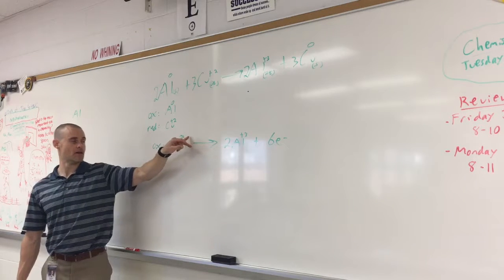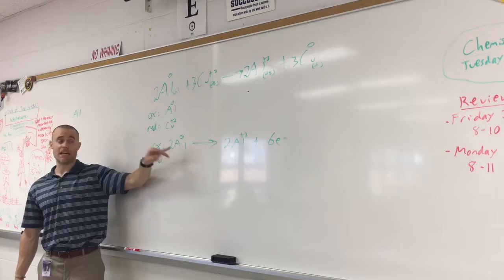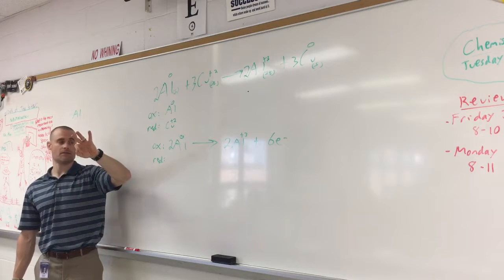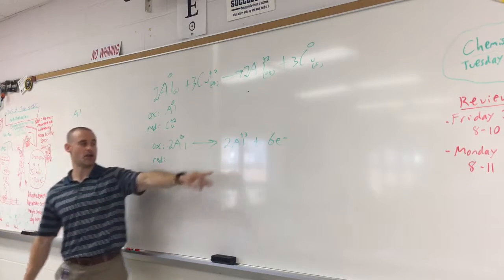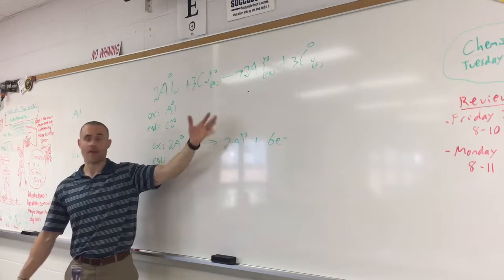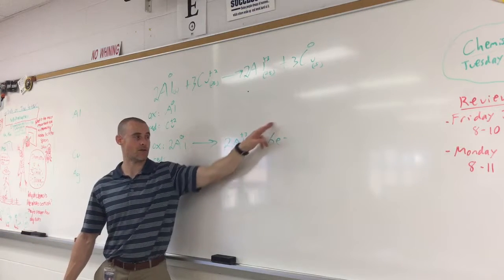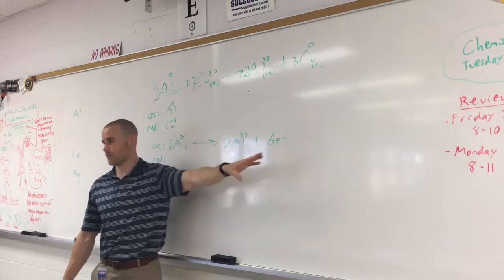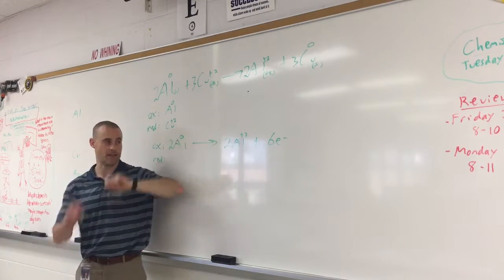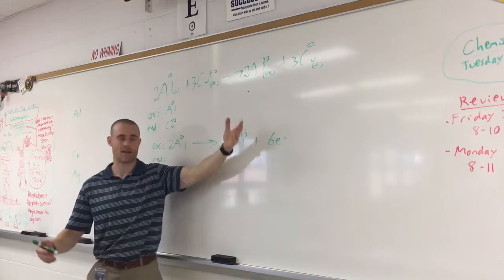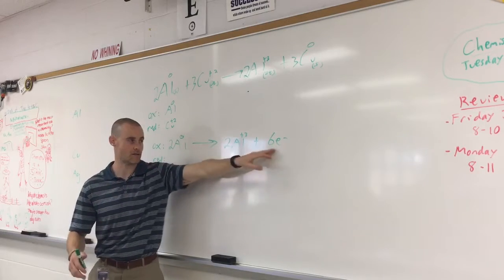When you're done, look up here. 2 aluminum. Each of them loses 3 electrons. They each get rid of 3 electrons. So you have 2 Al plus 3s, and that adds up to 6 electrons lost. Exothermic, right? It's not exothermic, but I want to use that term to help you understand it's on the right. It's lost, it's on the right.